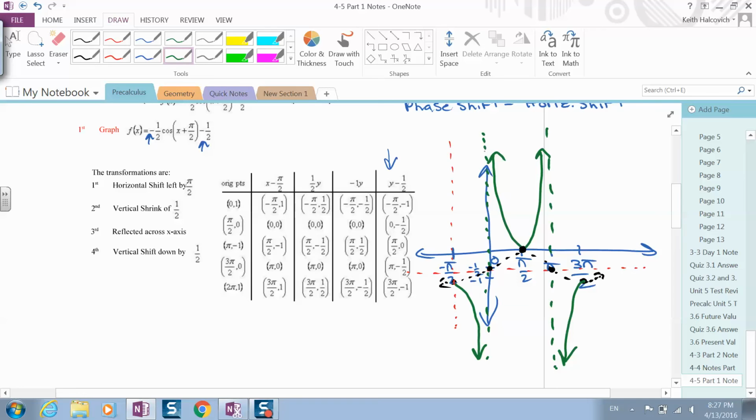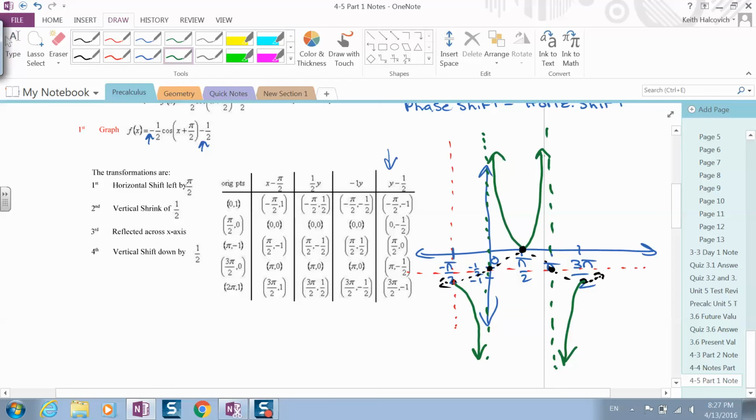Then that's where you're going to put vertical asymptotes, because remember, the reciprocal of 0 is undefined. Then at the other points, which are here, we go towards the vertical asymptote. And same thing here. And then here at the minimum or the maximum point, we go up towards the vertical asymptote.